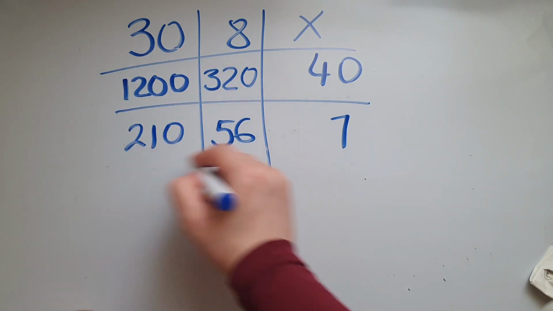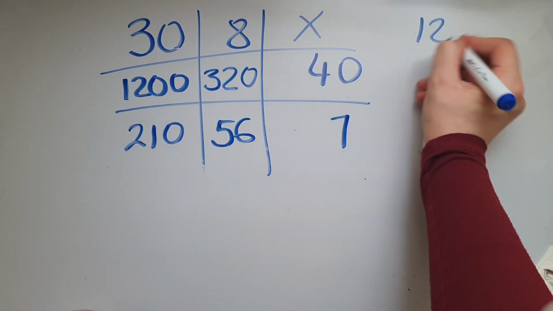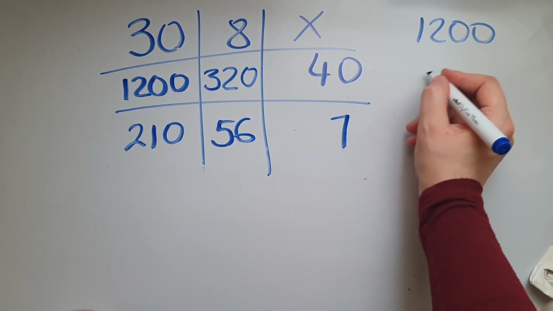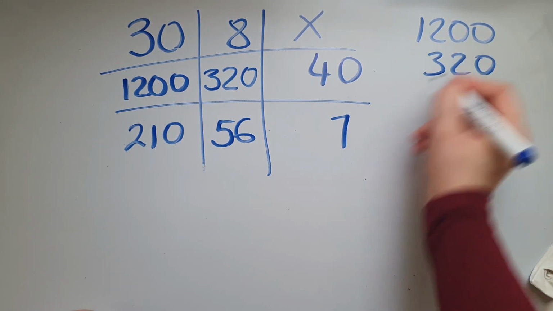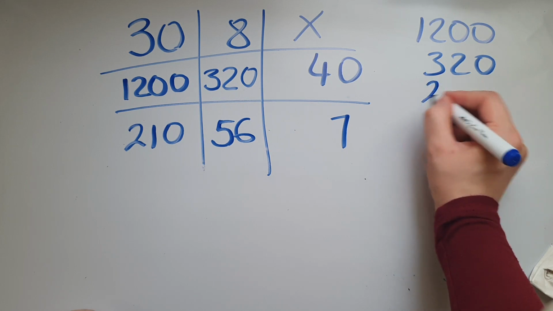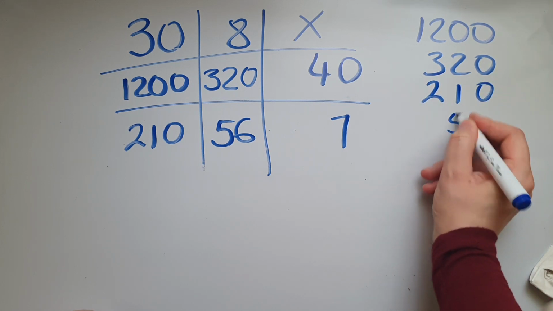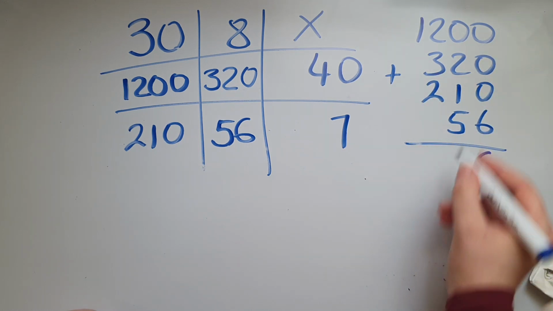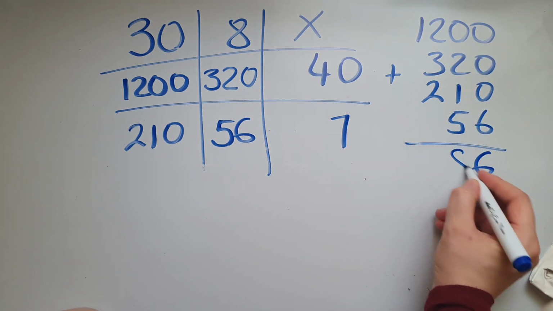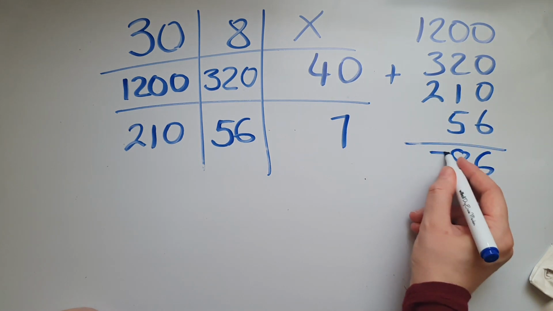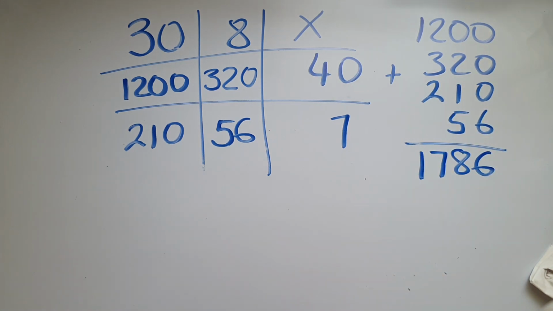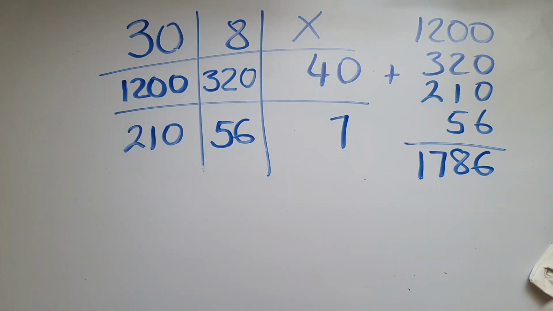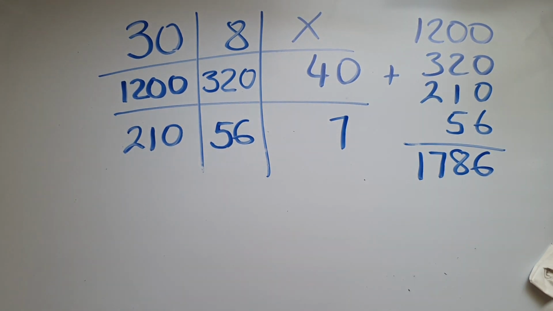So adding all of these answers together, we get 1200, add to that 320, 210 and 56. We get 6, 8, 7, 1. So 1786. This is what we call the grid method.